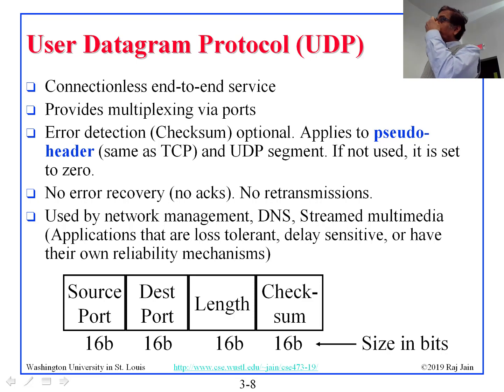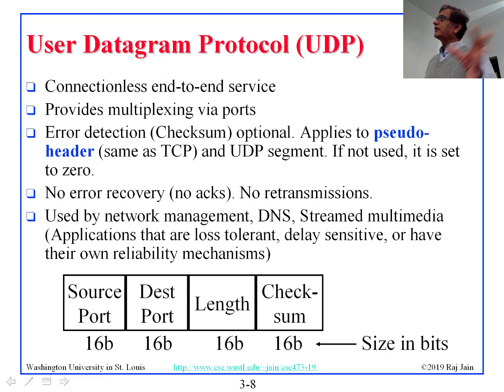All right. So UDP actually is the first transport protocol that we'll talk about, and it is very simple. Basically, the reason it is very simple is because there is no connection. All it does is multiplexing by a port. So it does have a port number, and the error detection is optional. So maybe it is there, maybe it isn't. It applies to a pseudo header. So if there is a checksum, it applies only to the header and not to the payload. The payload is not protected. And in the UDP segment, if the checksum is not used, it is set to 0.